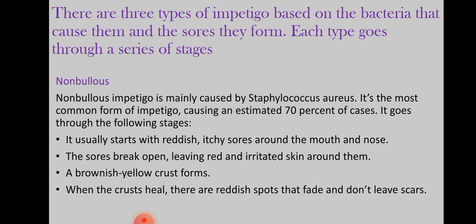First, it usually starts with reddish, itchy sores around the mouth and nose. Second, the sores break open, leaving red and irritated skin around them. Third, a brownish-yellow crust forms. And lastly, when the crust heals, there are reddish spots that fade and don't leave scars.